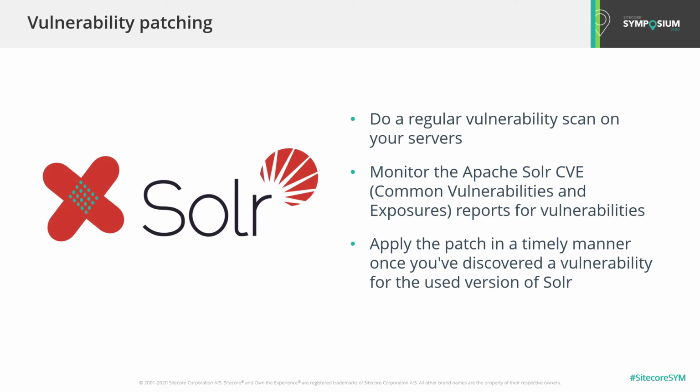Vulnerability patching. When you deploy Solr in production, make sure that you only update the settings that you absolutely must change. It is a good practice to do a regular vulnerability scan on your servers to see if there are any specific vulnerabilities that need to be addressed. In addition, it is best to keep yourself updated with the latest discovered vulnerabilities and monitor the Apache Solr mailing list. Once you have discovered a vulnerability for the version of Solr you are using, it is best to apply the patch in a timely manner.